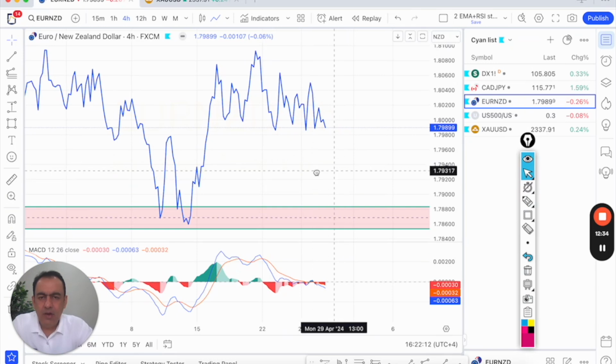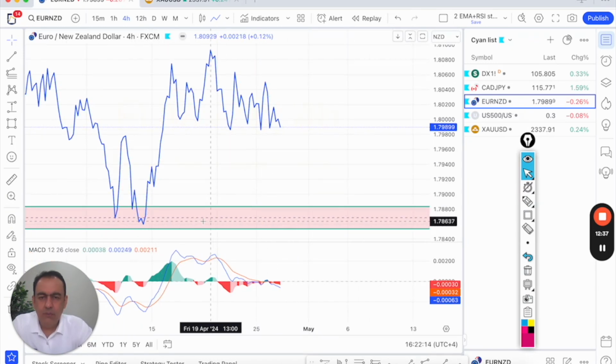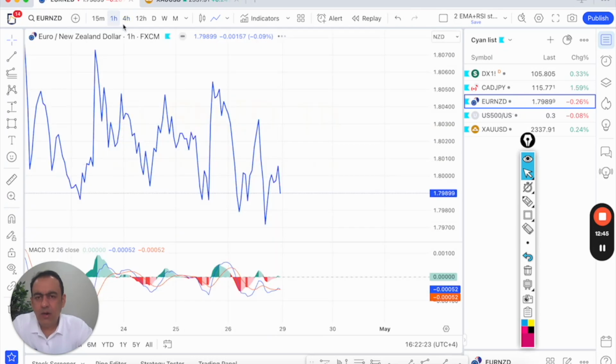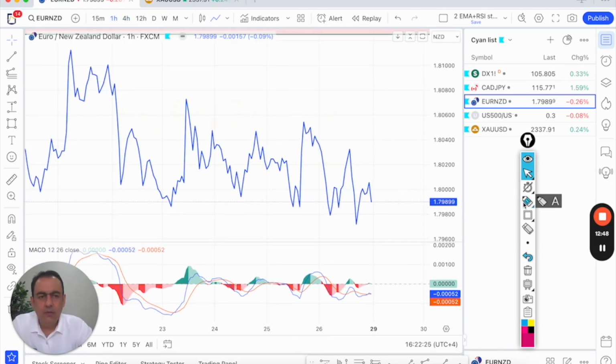Now the upcoming target should be this low, which is also a major support marked on the basis of the higher time frame, that is the weekly chart. Now let's move on to the hourly chart. Even on the hourly chart, we have the same pattern, we have a sequence of lower highs, which is a sign of weakness.